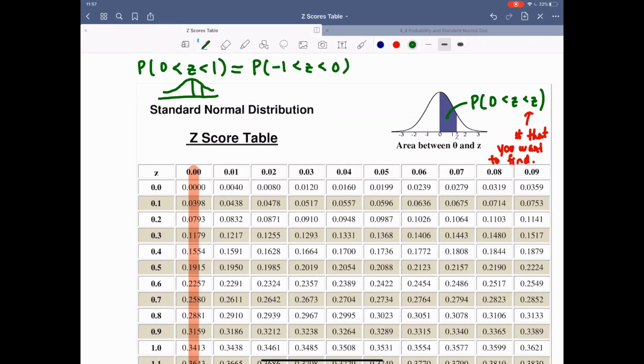if we want to find this area, it's going to be the same as finding the area between -1 and 0, because our areas under the curve are always positive. It's always a positive value. So even though the z-scores are negative, the actual probabilities are equal area, and that means equal probability.